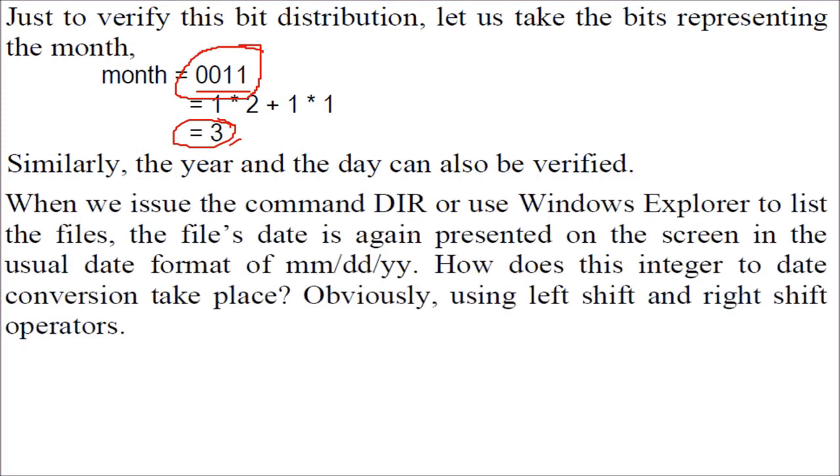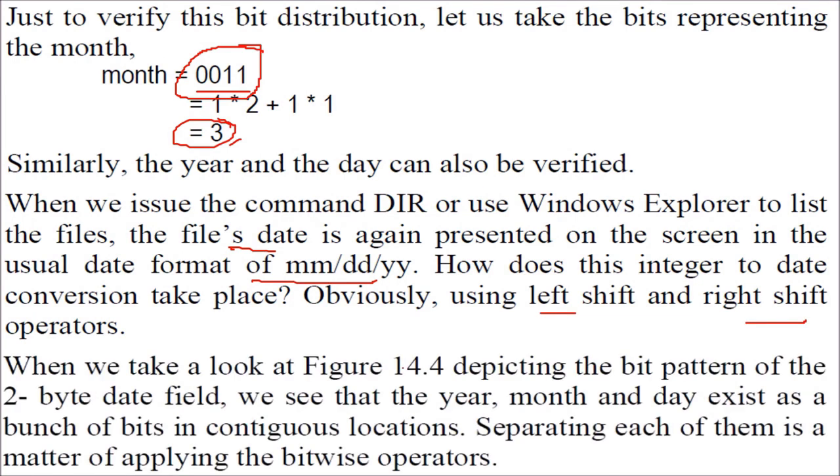If you open Windows Explorer, if you are using Windows, then the date is again, because the content is stored as 2 bytes, when it is being taken out, you will see the date in the format of MMDDYY. So how does this conversion take place? This is only by using the left shift and right shift operators.